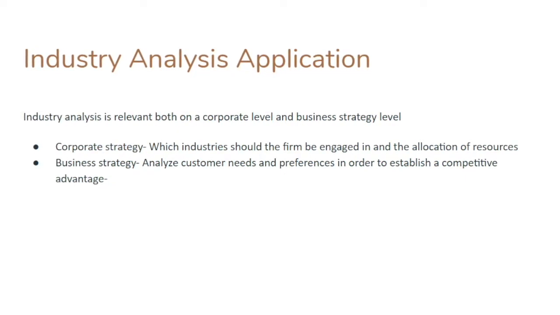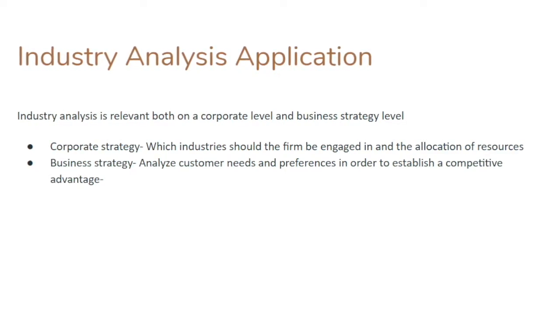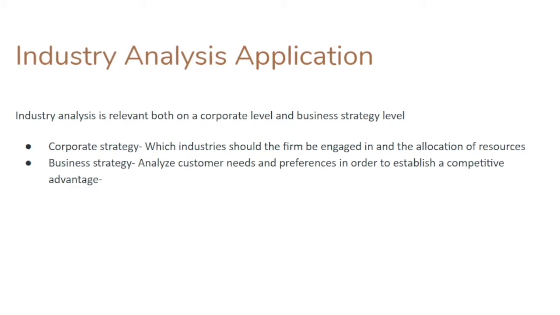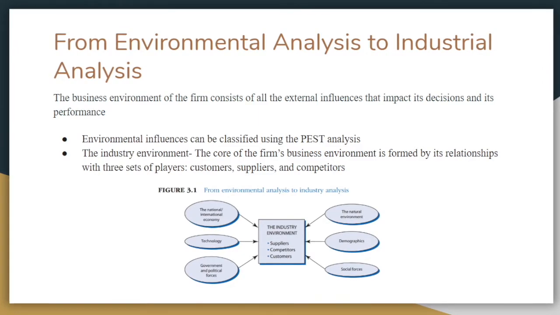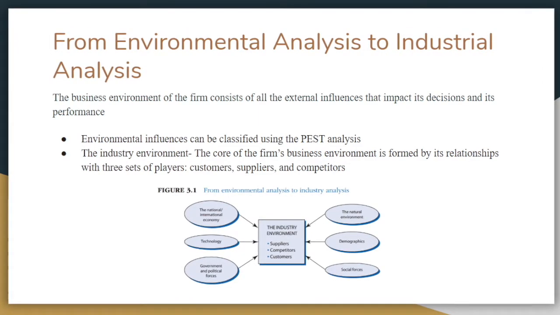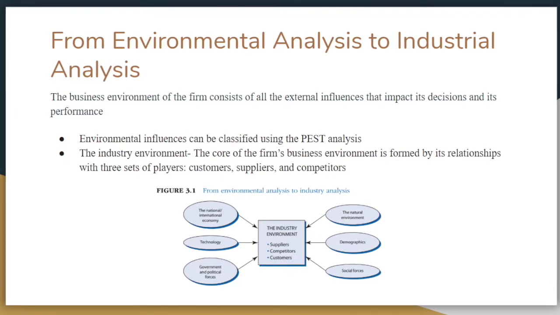Corporate strategy decisions require assessment of attractiveness of different industries in terms of their profit potential, while business strategy decisions analyze the key success factors to assess how firms compete and serve their customers. Now, although this chapter focuses on the industrial analysis, we also have to look at the environmental analysis to get a full picture. The business environment of the firm consists of all external influences that impact its decisions and its performance, and those can be seen in Figure 3.1 below.